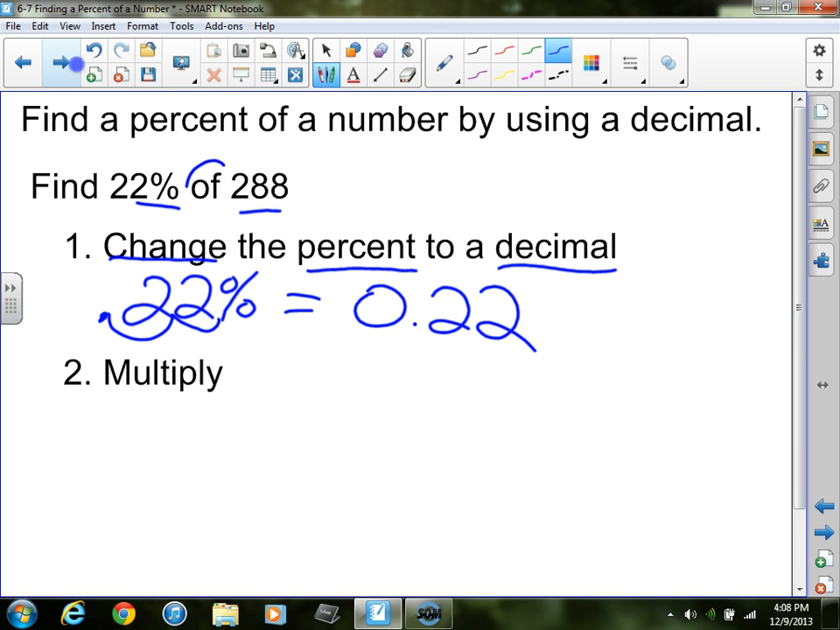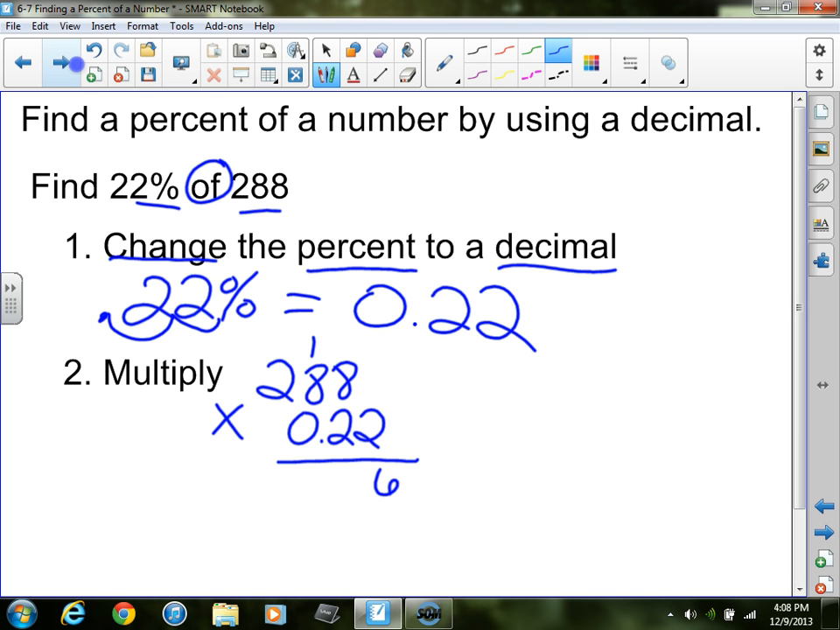Now we multiply. The word "of" tells us to multiply. So I have 288 times 0 and 22 hundredths. 2 times 8, 16. 2 times 8 plus 1 is 17. 2 times 2 plus 1 is 5. Add a 0 as my placeholder. 2 times 8 is 16. 2 times 8 plus 1 is 17. 2 times 2 plus 1 is 5.